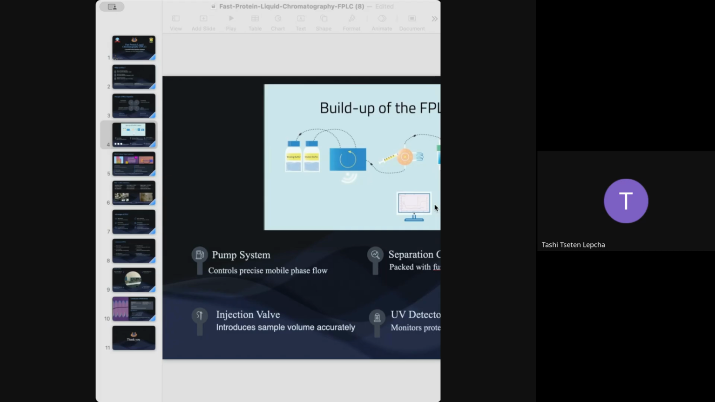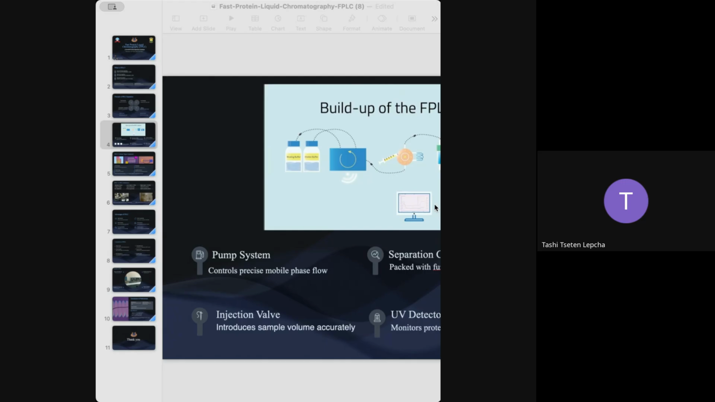Finally, the buffer mixture makes everything flow smoothly without sudden changes. All these parts together make FPLC automatic, accurate, and very convenient. So it is one of the reasons scientists love using it.